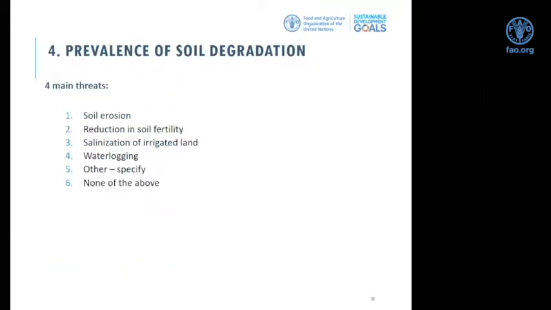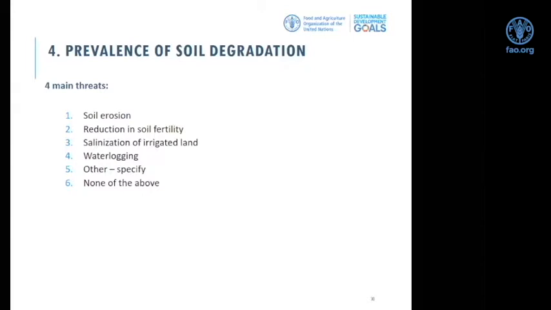Now, I mentioned to you earlier, as part of this sub-indicator, we are focusing on four main issues to soil, but we are not enforcing these four issues on all countries, right? So it's soil erosion, reduction in soil fertility, salinization of irrigated land, and water logging. So if there are other issues, apart from these, at a country level in some regions, then they can swap one of these for the issues that the country is basically facing.